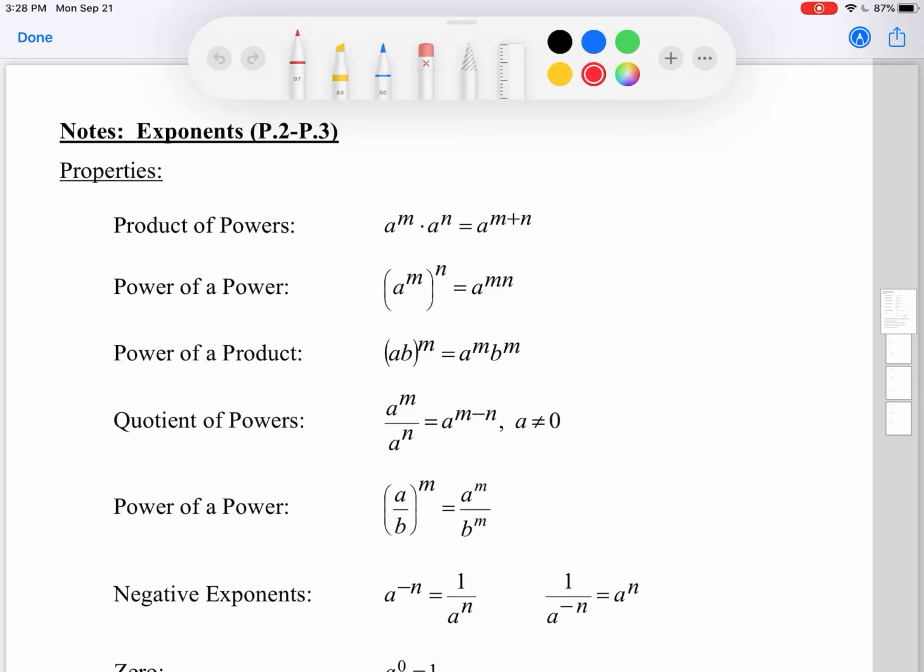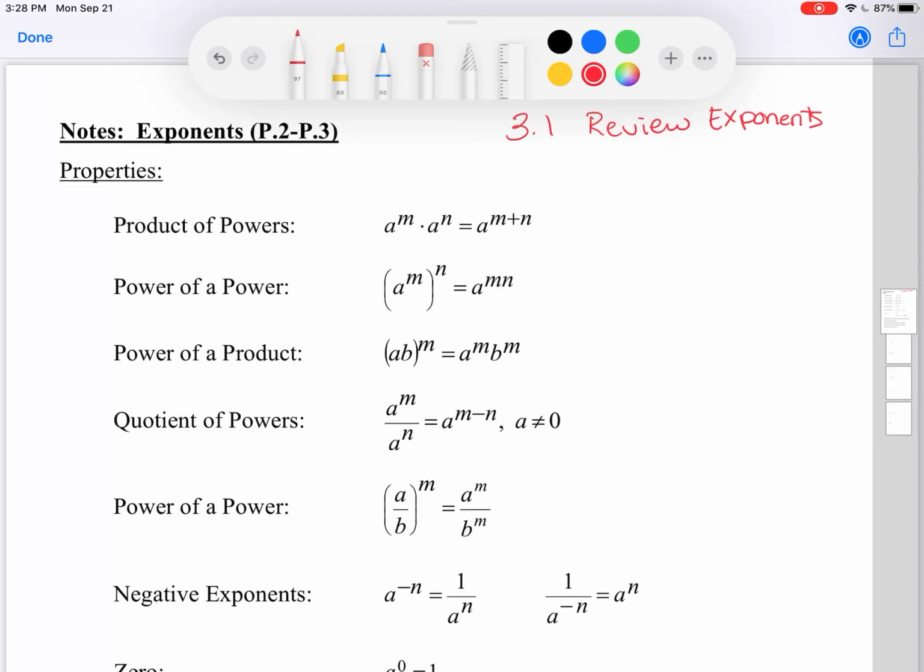Hi everyone. Today we're going to go over section 3.1. Essentially it's just a review of exponents. So if you want to title this one 3.1 Review of Exponents. It's the same rules that we used in Algebra 2. Okay, we're just going to review them.